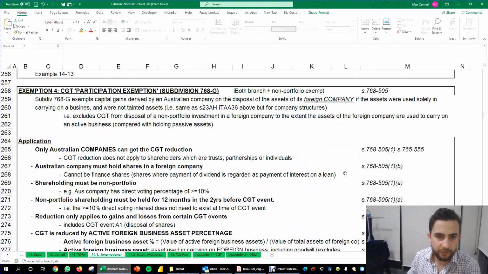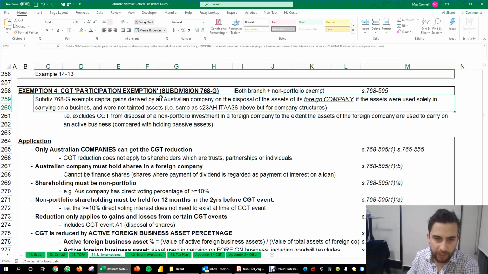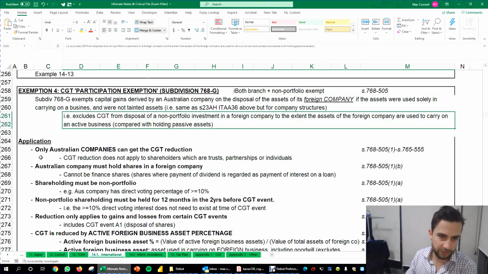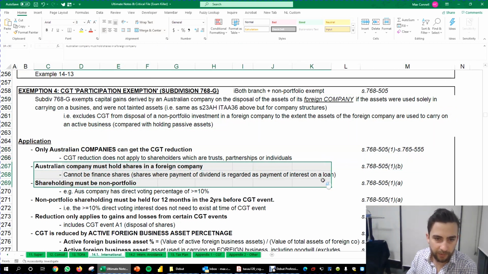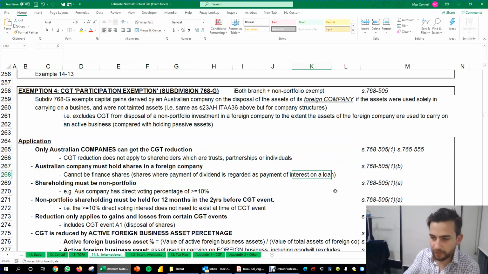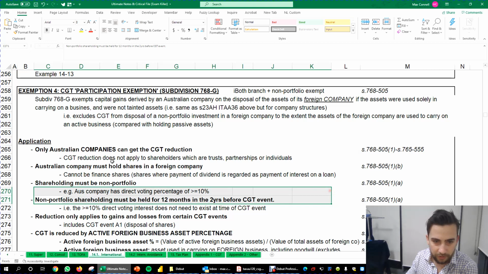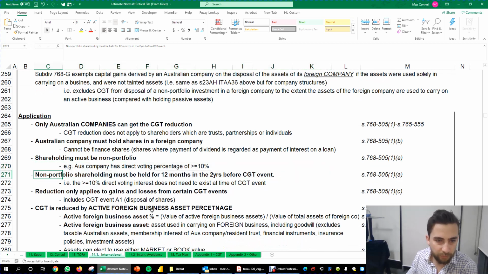Okay, now let's talk about 4, which is CGT Participation Exemption. So this is basically talking about where there's a capital gain derived by an Australian company on the disposal of its assets of its foreign company if the assets were used solely in carrying on a business and were not tainted assets. So basically, only Australian companies get the reduction. The Australian company must hold shares in a foreign company, so it's basically company to company. The shareholding must be non-portfolio, i.e. greater than 10% ownership.